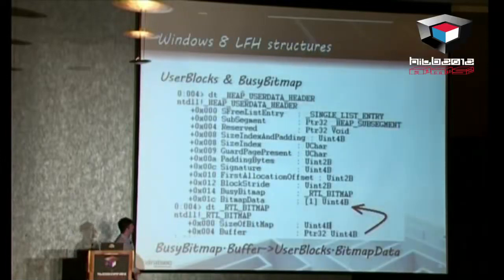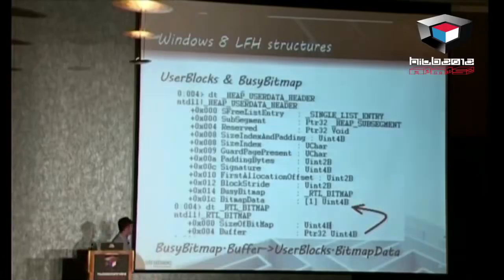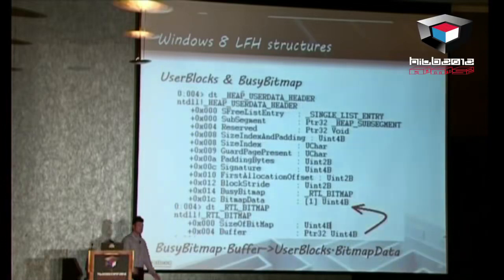The first change that I noticed was that the user blocks data structure was changed quite significantly. A lot of members were added, things like the first allocation offset, block strides, busy bitmap, and bitmap data. This is quite new. And then there's this data structure which has a pointer to this bitmap data, and I thought, oh, that's kind of interesting. And there's this guard page that was added, and I guess this is to prevent any kind of modification of the user blocks.